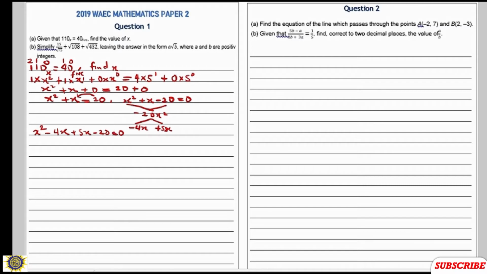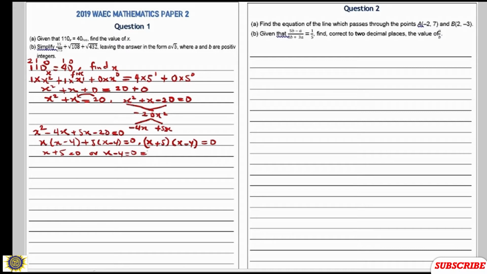Now factorize: x into bracket x minus 4, plus 5 into bracket x minus 4, equal to 0. So we have x plus 5 into bracket x minus 4 equal to 0. Definitely x plus 5 equals 0, or x minus 4 equals 0.